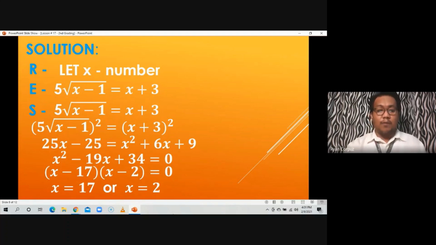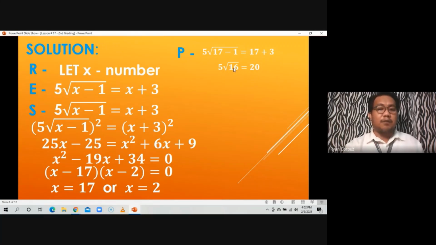Ngayon, titignan natin if these both values of x satisfy the condition in the problem. So, unahin natin yung 17. With the use of this given equation, using 17, we have 5 times the square root of 17 minus 1 is equal to 17 plus 3. In place of x, papalitan natin ng 17. So, 17 minus 1, that would be 16. So, magiging ganito: 5 square root of 16, then 17 plus 3 is equal to 20.